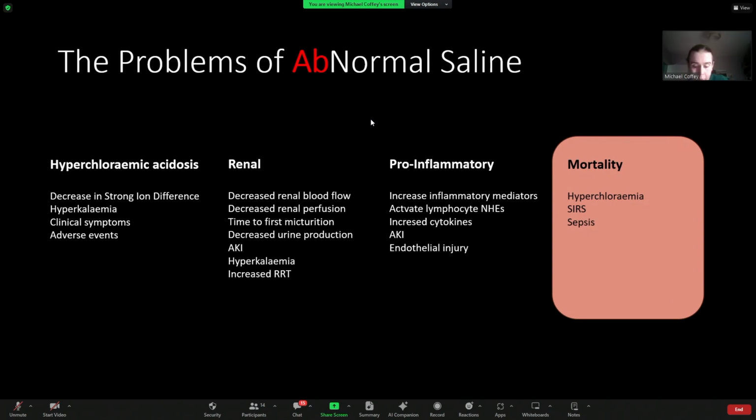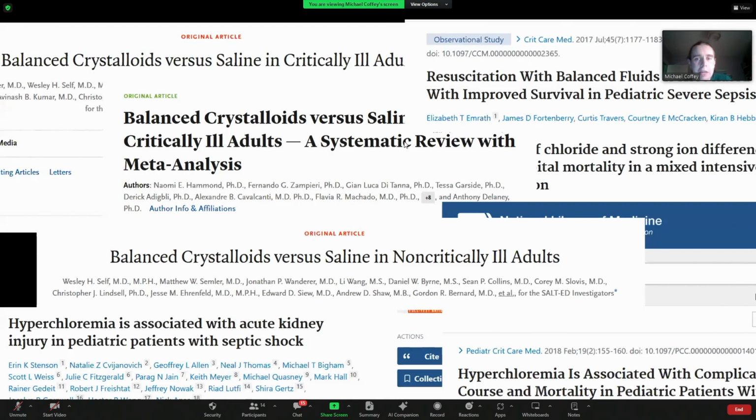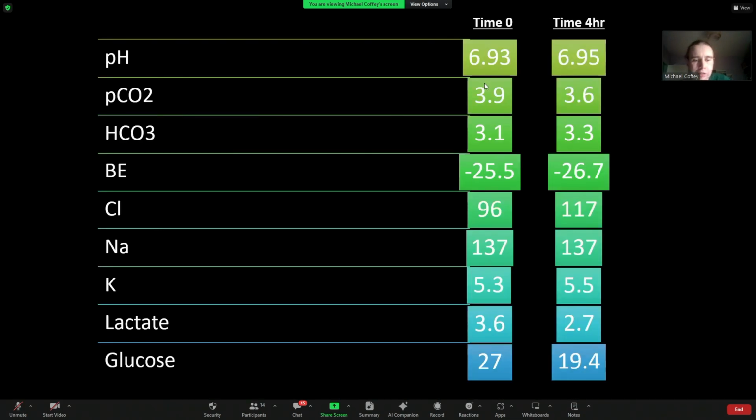So yeah, I guess the most important thing is that there's an increase in mortality, especially in SIRS and septic patients. Whilst there's still a lot of evidence to be found out about these, the evidence base is growing that balanced solutions are better than saline. So that's all very theoretical.